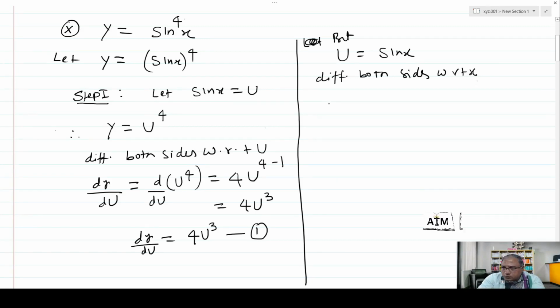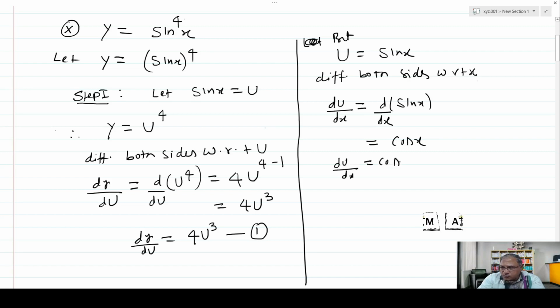Therefore, differentiating both sides with respect to x. Therefore, du by dx equals the differentiation of sin x with respect to x, which equals cos x. Therefore, du by dx equals cos x. Call it equation 2.